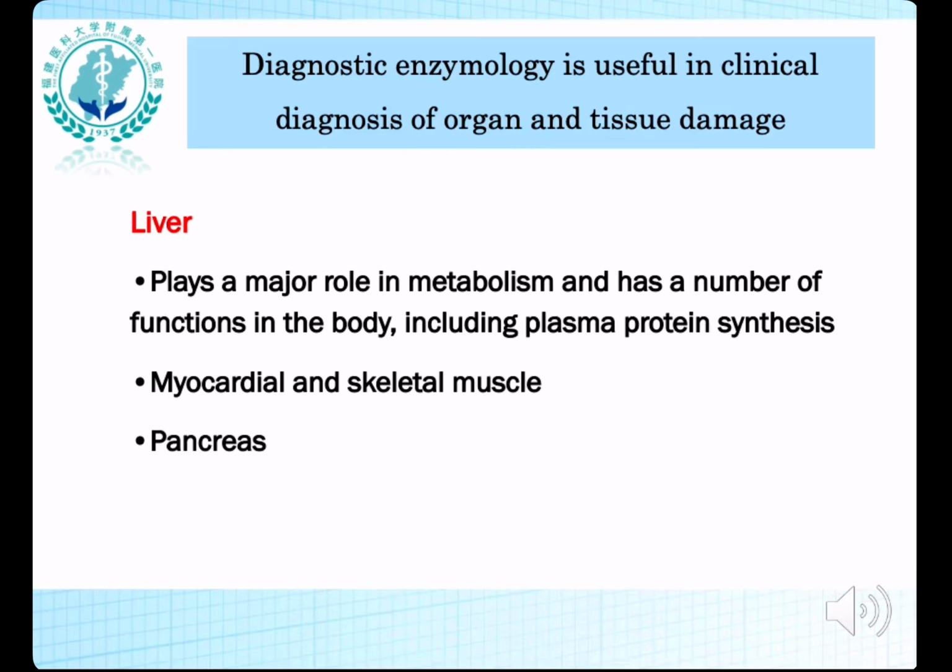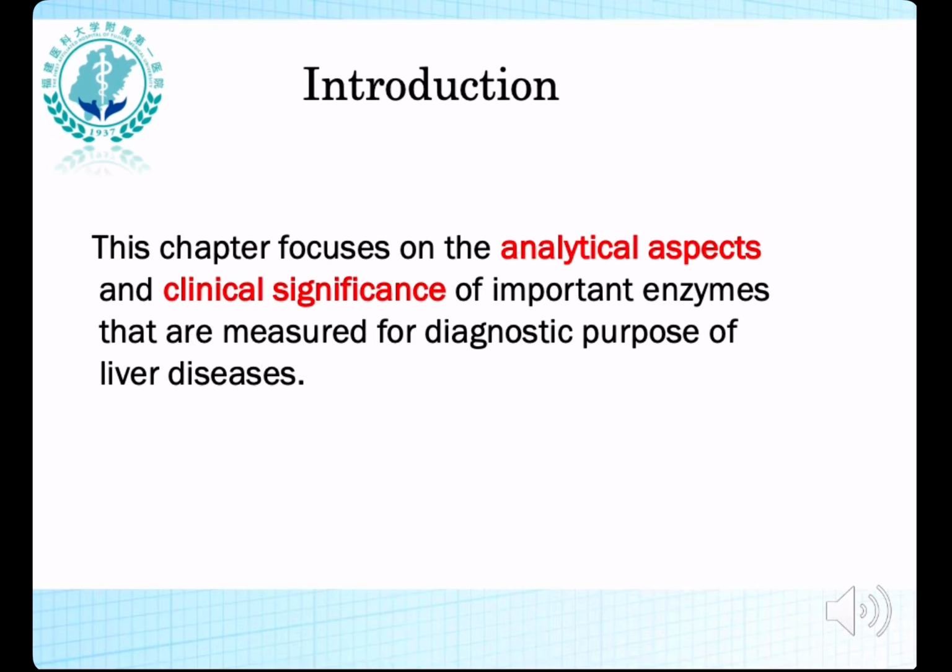Diagnostic enzymology is useful in clinical diagnosis of organ and tissue damage. As we know, the liver plays a major role in metabolism and has a number of functions in the body, including plasma protein synthesis and others such as secretion and excretion of bile. Okay? And some enzymes also come from myocardial and skeletal muscle and pancreas. In this chapter, we will focus on the analytical aspects and clinical significance of important enzymes that are measured for diagnostic purpose of liver diseases.